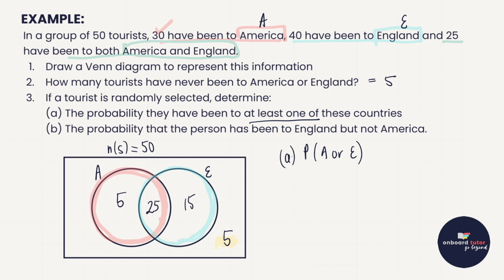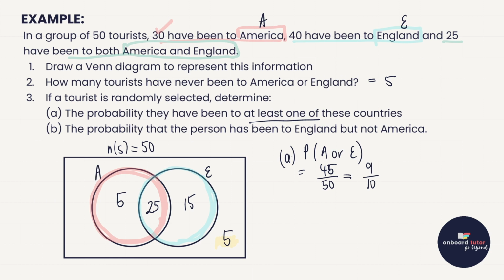So it's all of those values there, which we know is 45 out of 50. And that's a very high probability. Both of those can divide by 5. So that gives us 9 out of 10 as a probability there.